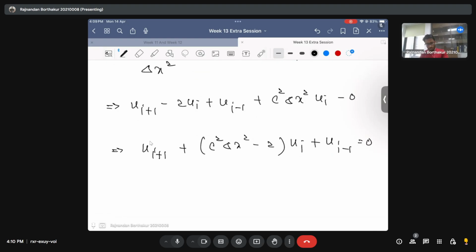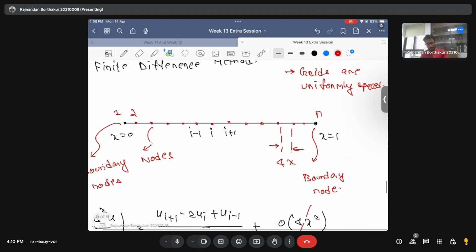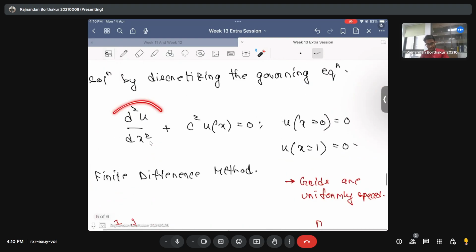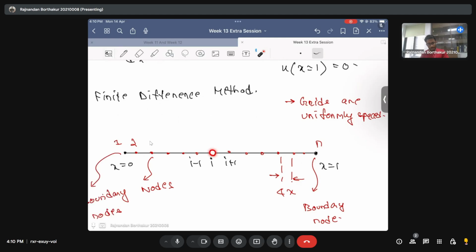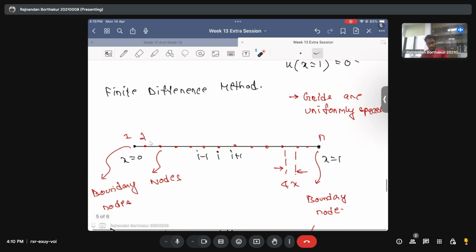So do you see what essentially we have done? We picked any generic node, let's say I, and we are writing this derivative in terms of the nodal values of u at I, u at I minus 1, and u at I plus 1. So what we are trying to find out is the value of the variable at each and every node. And for that generic node, we got one equation. So if you do the same exercise for all these n minus 2 nodes, you will have n minus 2 equations and n minus 2 unknowns.